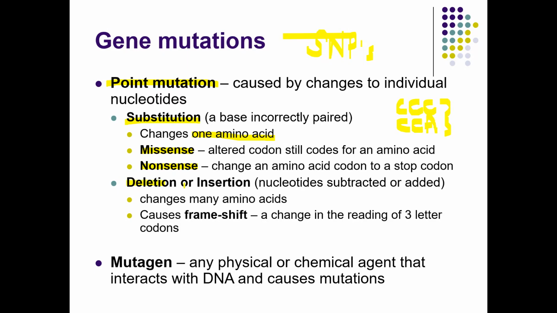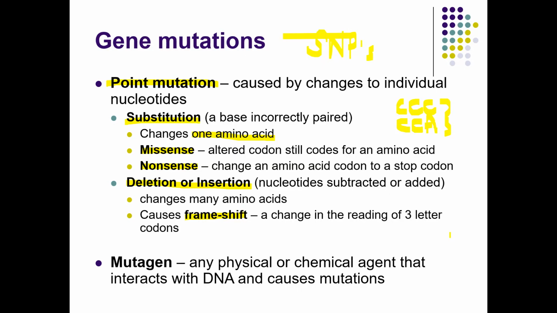Now, the other type is either a deletion or an insertion. If you add nucleotides or subtract nucleotides from the sequence, remember the code gets read in groups of 3. If you have a mutation, the ribosome's not going to recognize that there's a missing letter. It's just going to keep reading in groups of 3s. And so what will happen is it will shift the reading of the 3-letter codons. And we call this a frame shift. So pretty much just about any amino acid after a deletion or an insertion could lead to a completely different protein.